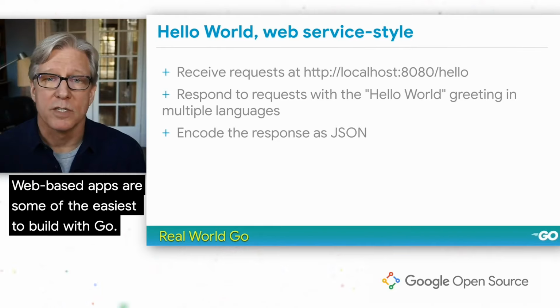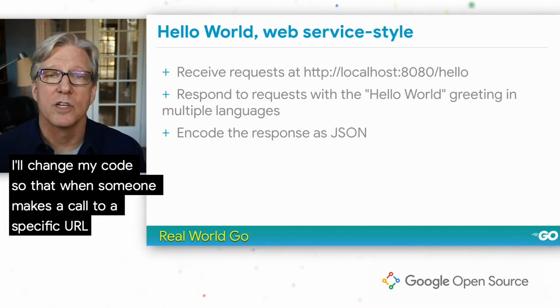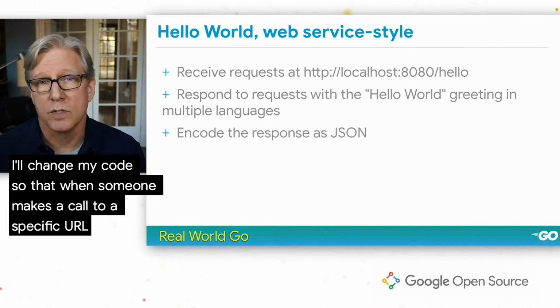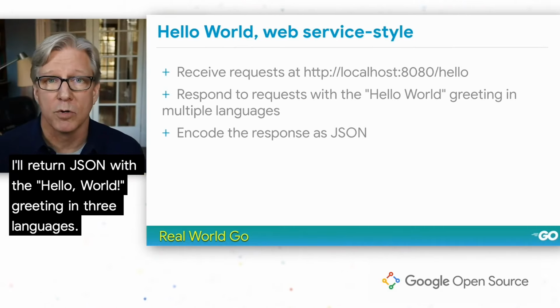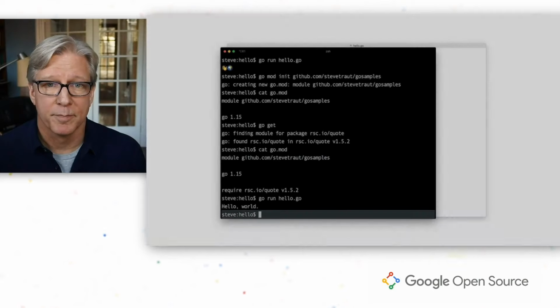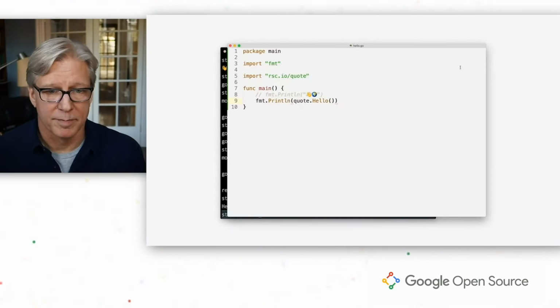Web-based apps are some of the easiest to build with Go. That includes HTTP servers and web services. I'll change my code so that when someone makes a call to a specific URL, I'll return JSON with the hello world greeting in 3 languages. I'll start by declaring a struct to hold the response data.